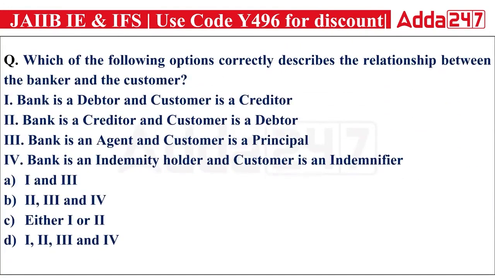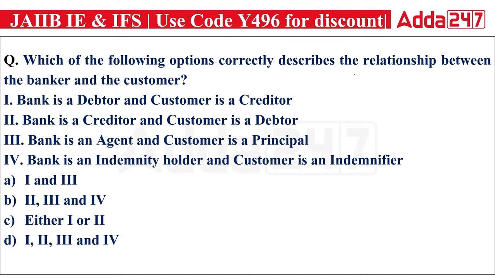Okay, next we have: which of the following options correctly describes the relationship between the banker and the customer? First is saying bank is a debtor and customer is a creditor. Second is saying bank is a creditor, customer is a debtor. Third is saying bank is an agent and customer is a principal. Fourth is saying bank is an indemnity holder and customer is indemnifier. So out of these, the question is asking for the correctly described relationship between a banker and a customer.